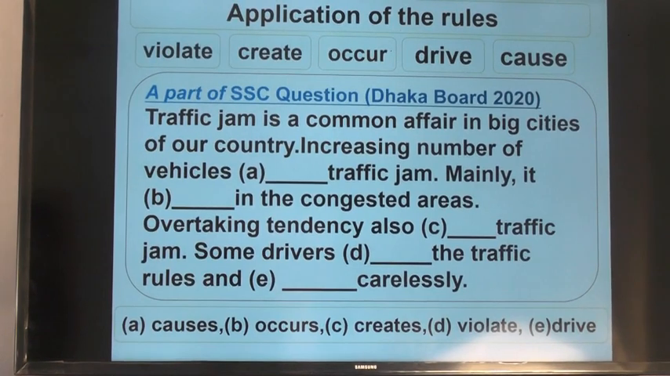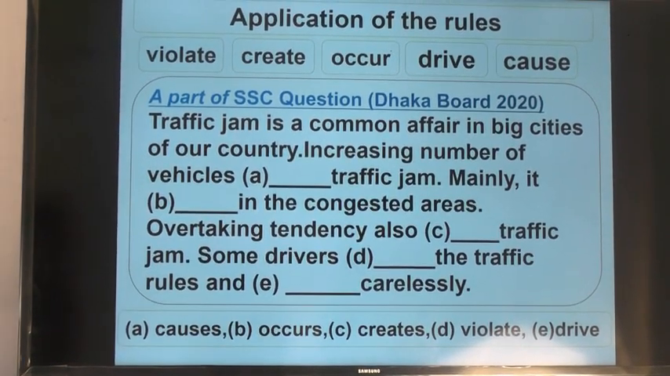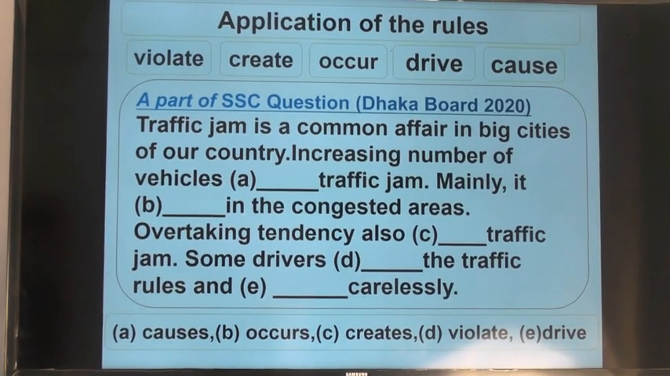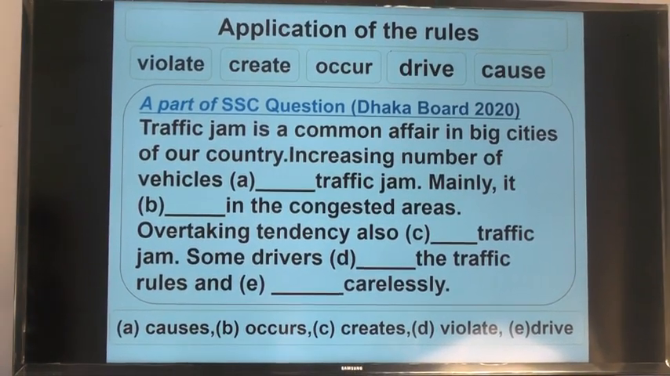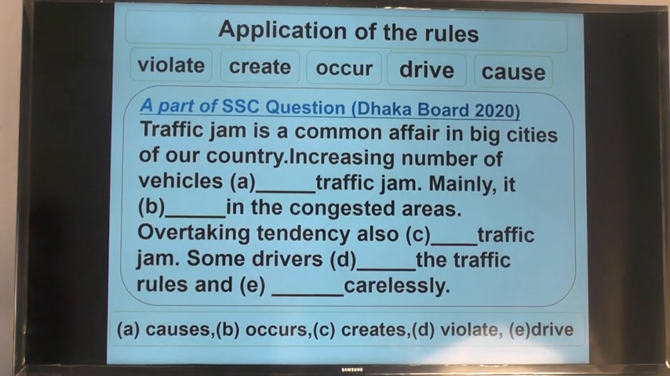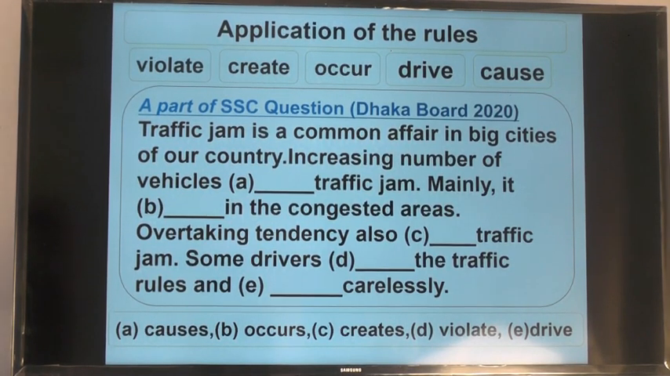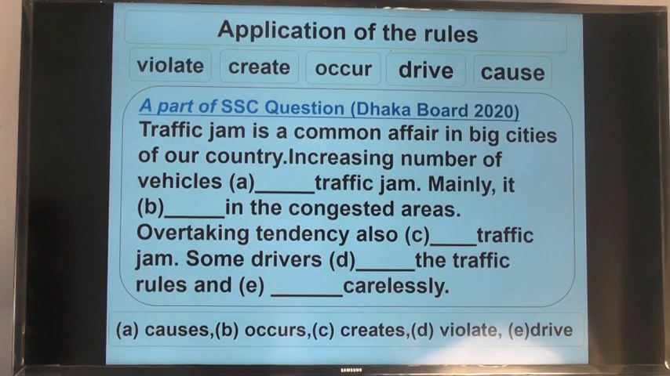Increasing number of vehicles, this is actually third person singular because of is the preposition and before the preposition there is number, and number is third person singular. So increasing number of vehicles is a third person singular subject. So we use here causes in the gap A. Mainly it in the gap B. Occurs. It is a third person singular, so we use here occurs.